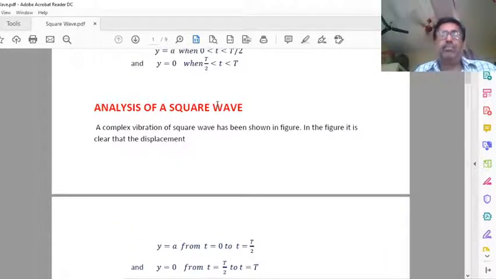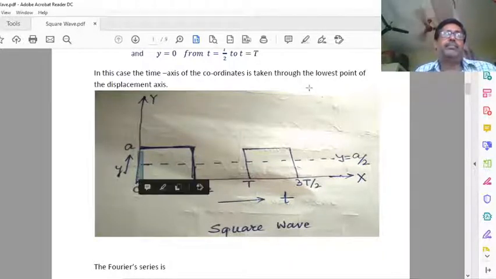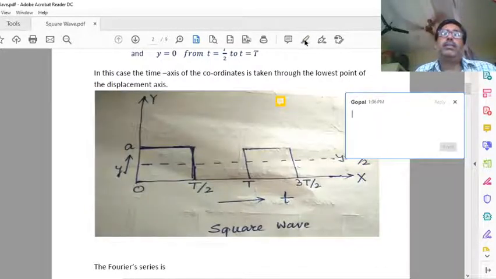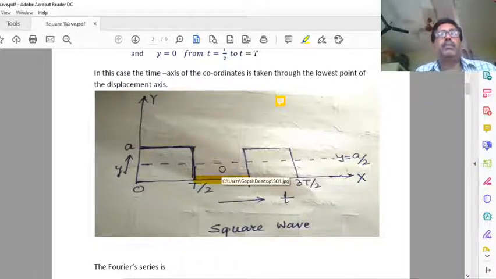Square wave. A complex vibration of a square wave has been shown in the figure. This is your figure. You can see here, from 0 to T by 2, the displacement is A. And from T by 2 to T, the displacement y is equal to 0.